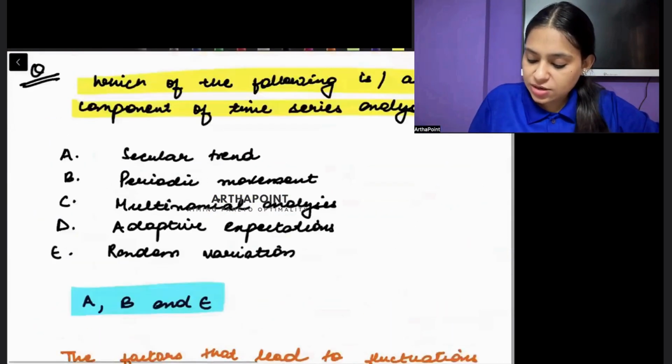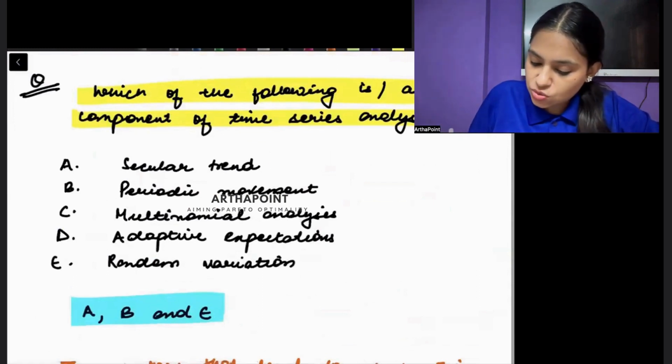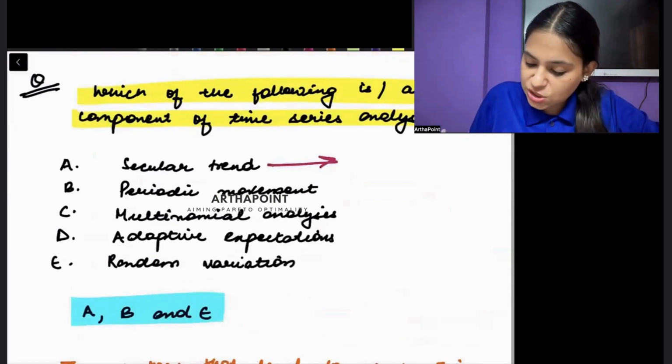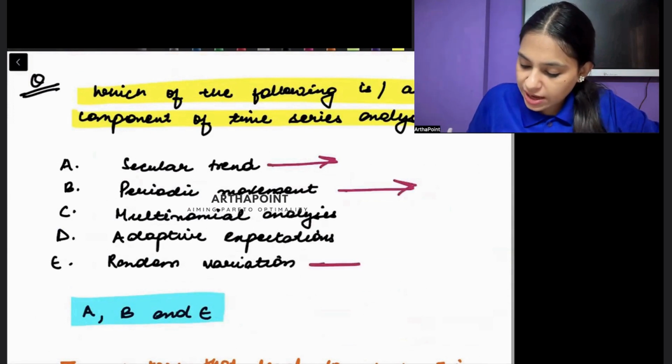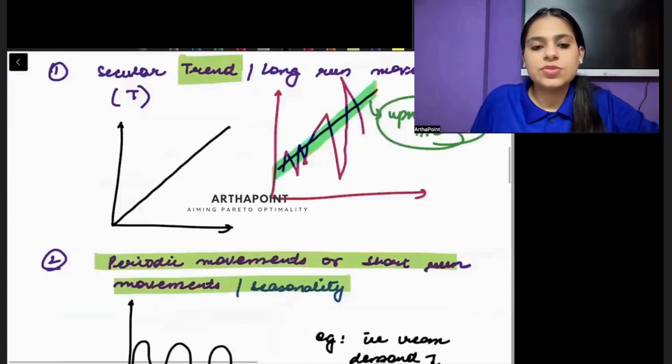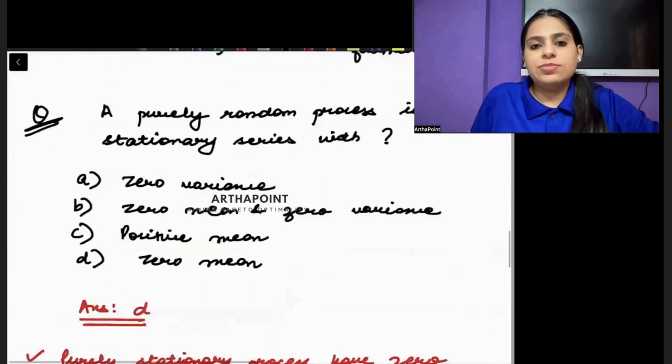Okay. So we can go ahead and say that the answer is going to be A, secular, periodic, and random. This is not there, this is not there. Okay, come to the next question.